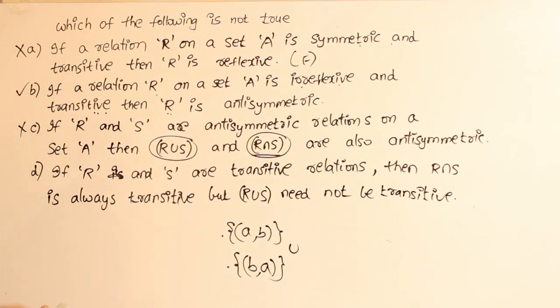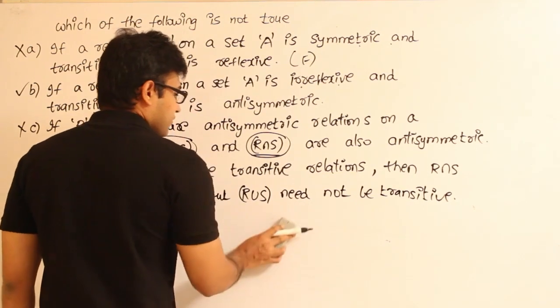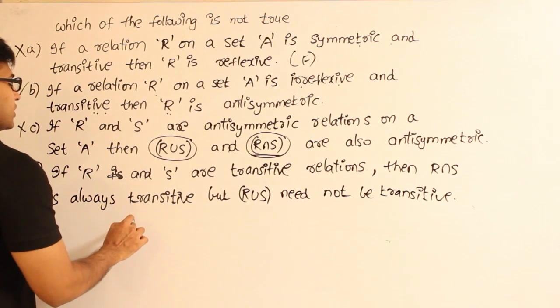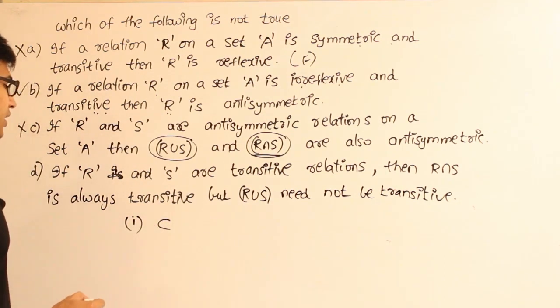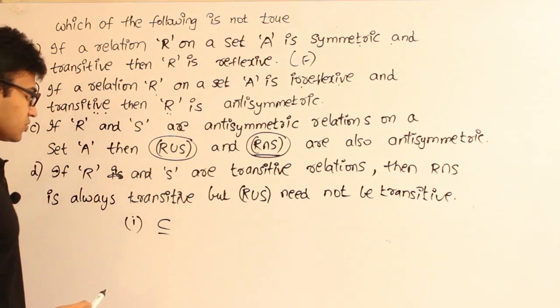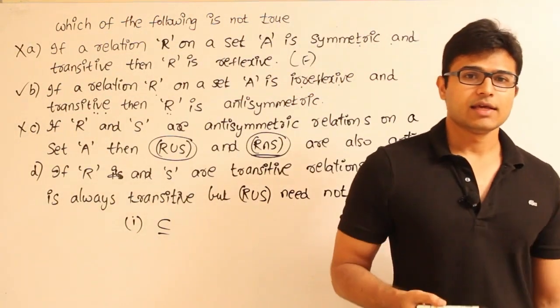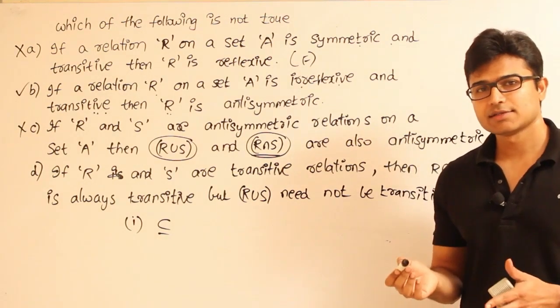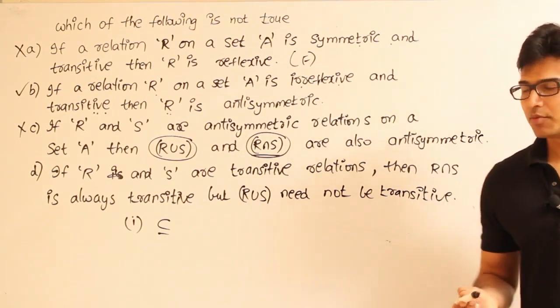This is true. Now the last one is, if capital R and capital S are transitive relations, then they are asking about the properties of transitive relations. So what do you know about transitive relations? Now since we didn't discuss the properties of transitive relations separately, let me discuss it here. Now if R is a transitive relation, what can you say about a subset of R? Is a subset of R a transitive relation? So what I mean to ask is, if I take a transitive relation and if I take a subset of it, is it going to be a transitive relation? So what I actually mean to ask is, are transitive relations closed under the subset operation?